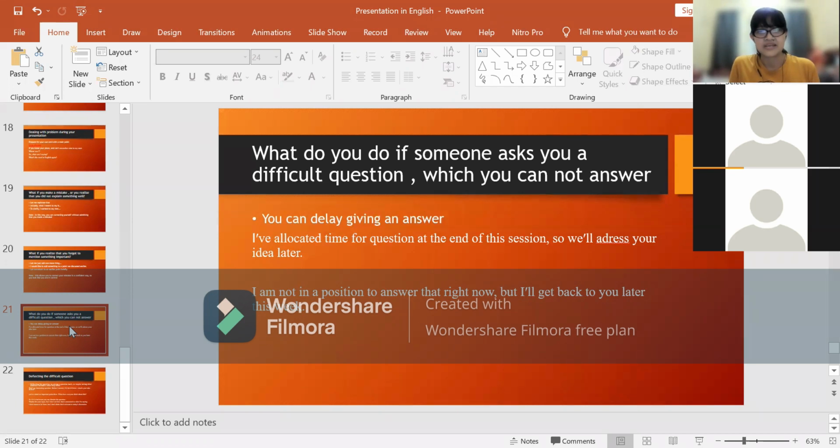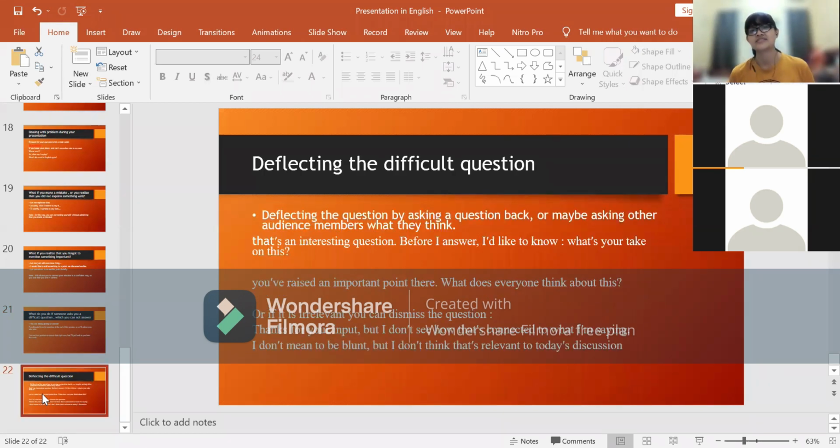For example, "I've allocated time for questions at the end of this session, so we'll address your question later." In Bahasa we call this, "ya, kita tampung dulu gitu ya." Or "I'm not in a position to answer that right now, but I'll get back to you later this week." Or this week or this month, it's up to you.